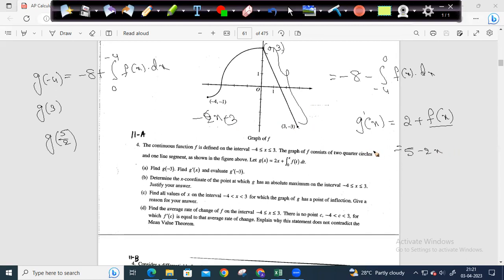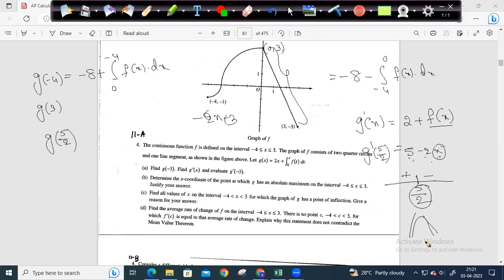Very good. Now, if you find g dash of 5 by 2, there's a point 5 by 2. If I take a value greater than 5 by 2, this becomes negative, like 3: 5 minus 6 is negative. If I take a value less than 5 by 2, like 2, it becomes positive. So at this critical point, the function is changing from positive to negative.